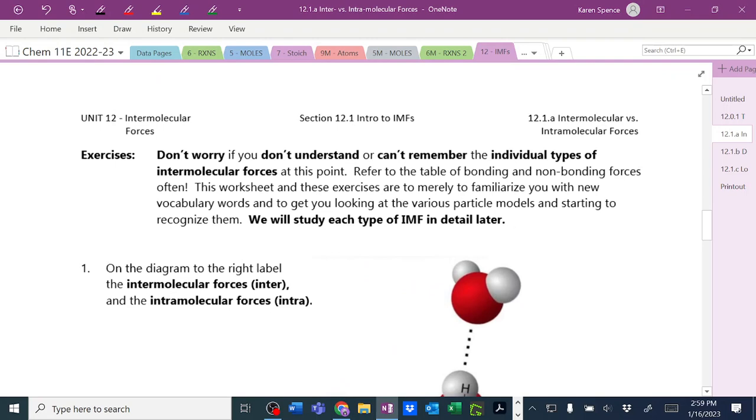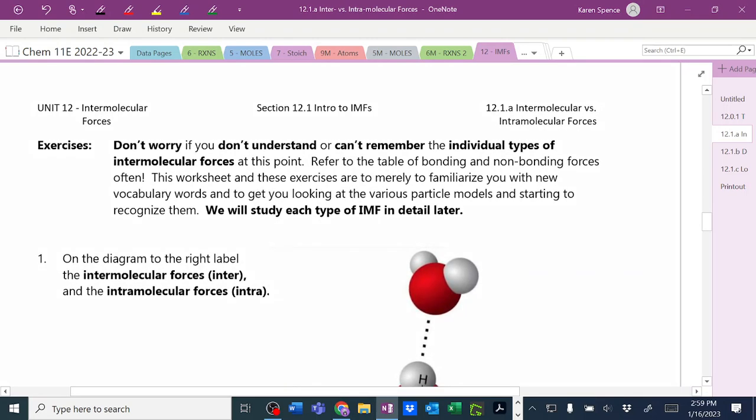The exercises that go along with this, I'll leave that for after your quiz. And remember, on here it says, don't worry if you don't understand or can't remember the individual types of intermolecular forces. You're going to refer to that table anytime you want, okay? This is just to get you used to using the names, okay? Just study for your quiz tonight, no other homework.